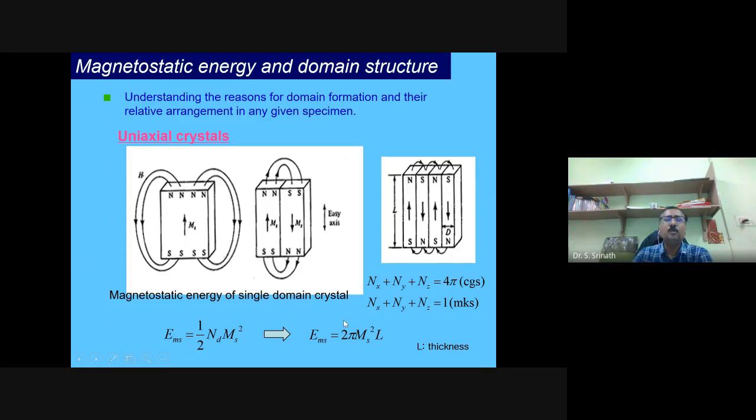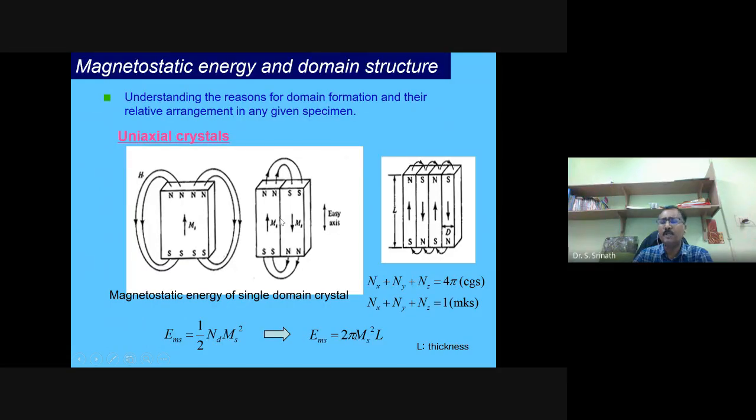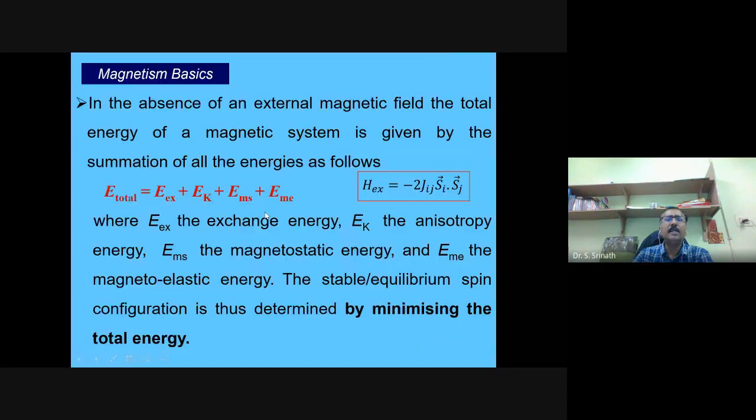So you go back to this expression, you see that exchange plus EK plus EMS. Having lowered these two, our emphasis is to reduce EMS. Forget about this for a minute. So how do I reduce EMS? I say, okay, if I break into two domains, then I can reduce EMS.